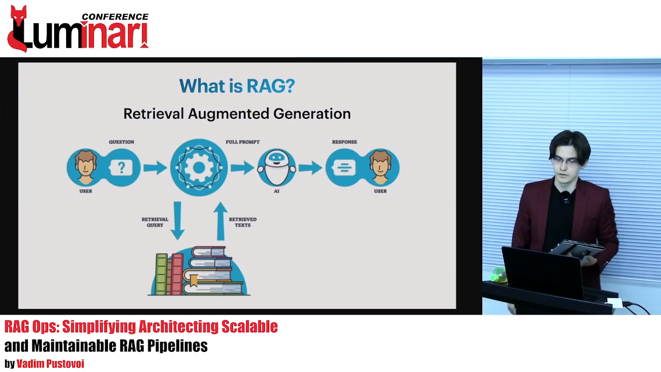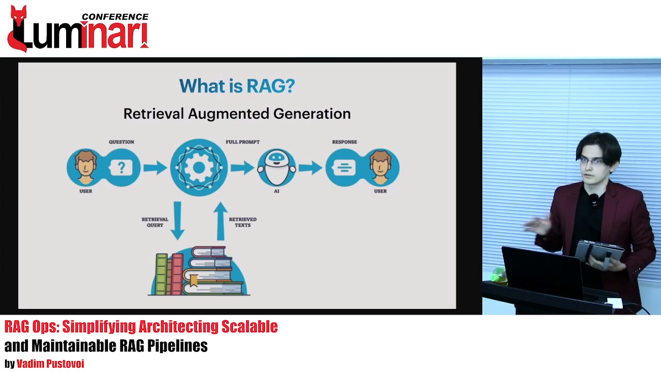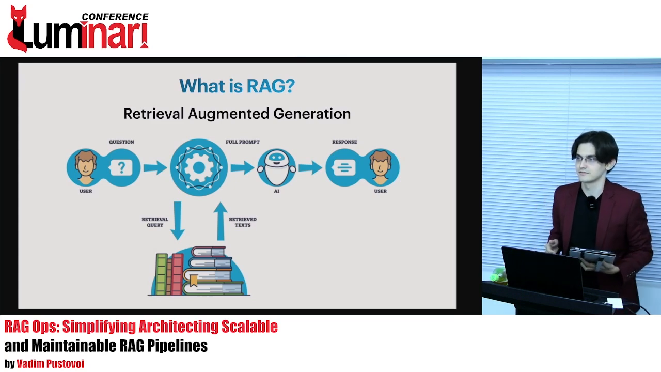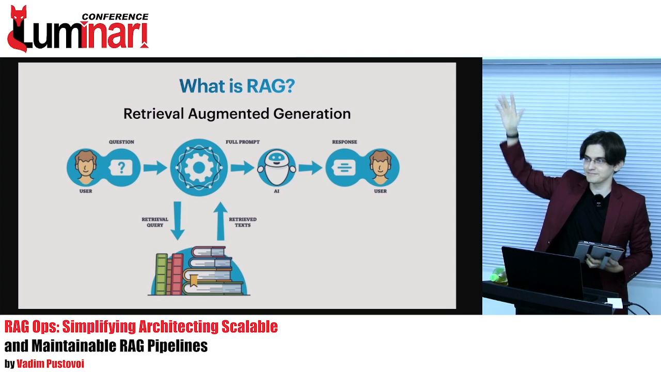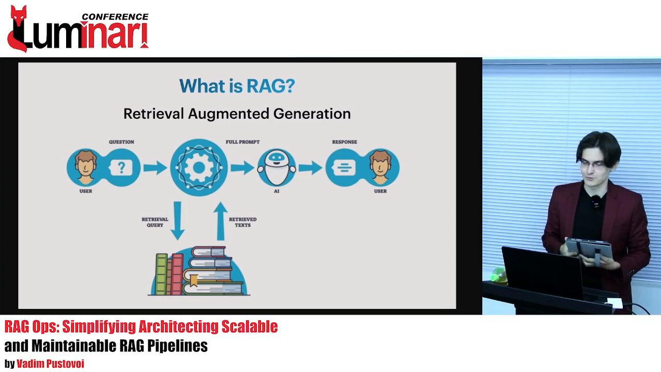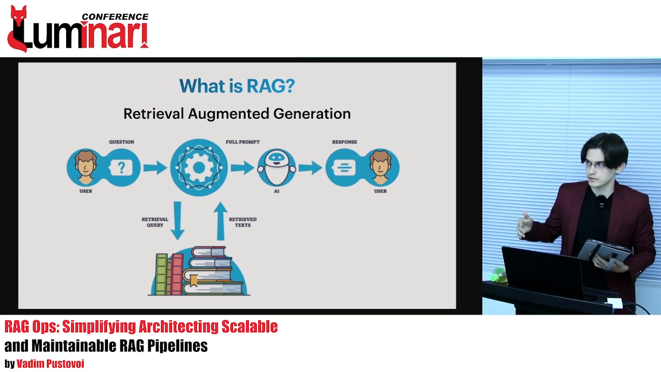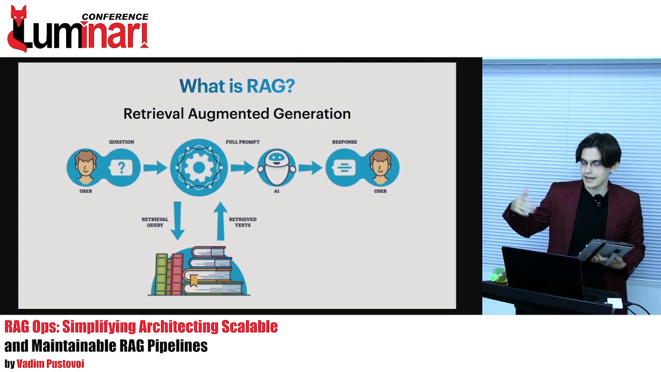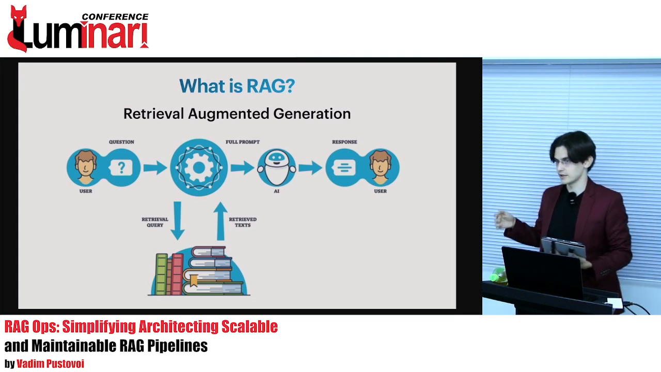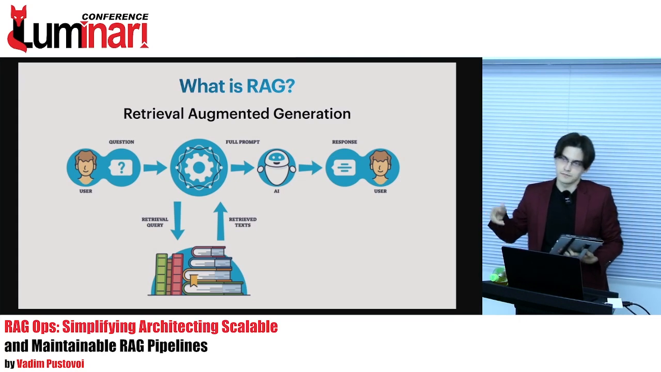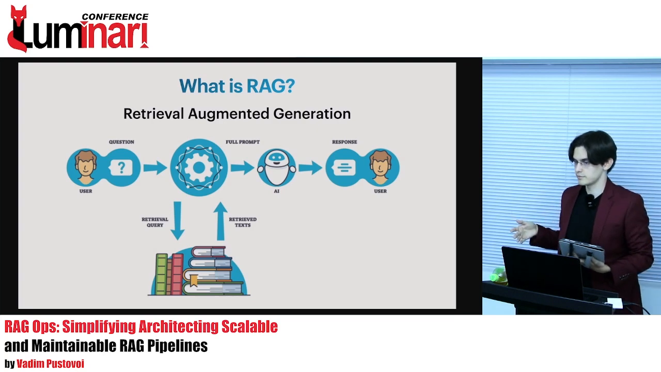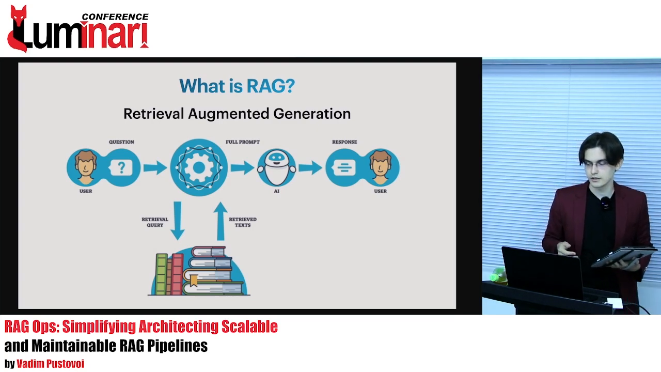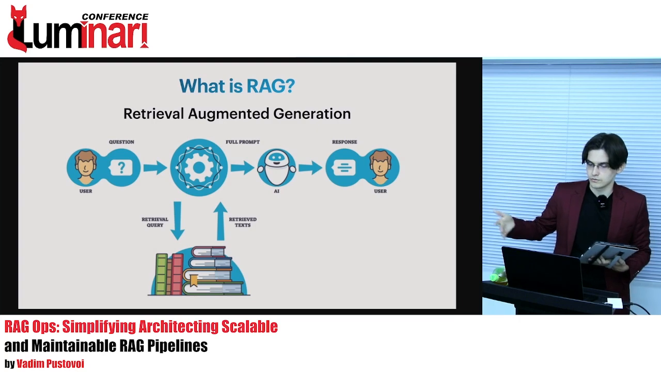So, is anyone familiar with RAG? Okay, so what is it? It stands for Retrieval-Augmented Generation. In short, it is when before an AI request, you do another request to some database, knowledge base, or any source of information, to make the AI aware of it.